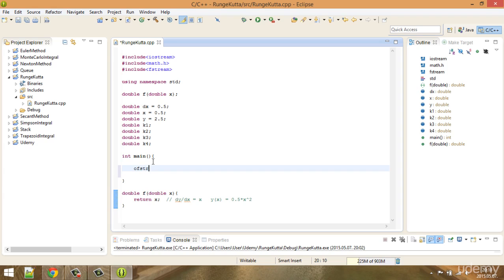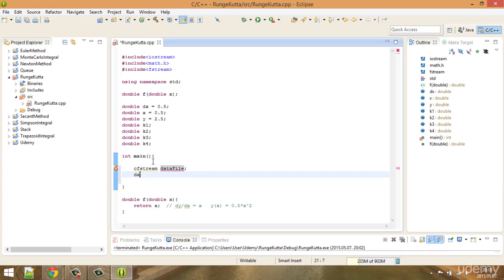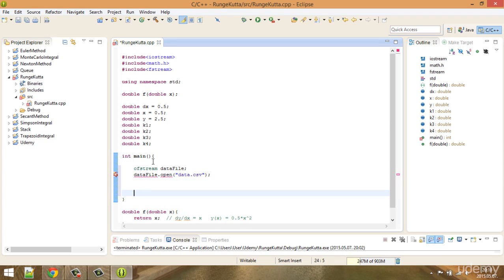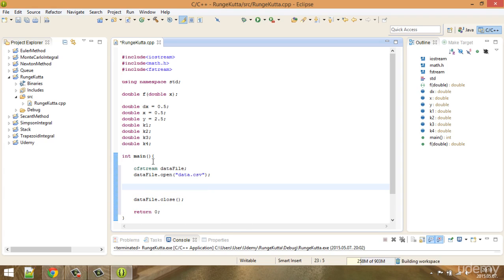So here we have an ofstream data file. The data file is open, for example data.csv. Of course I will have to close the data file, and I'm going to return 0. And for int i, or let me call it int count, equal to 0, count less than, for example, 150, count plus plus.